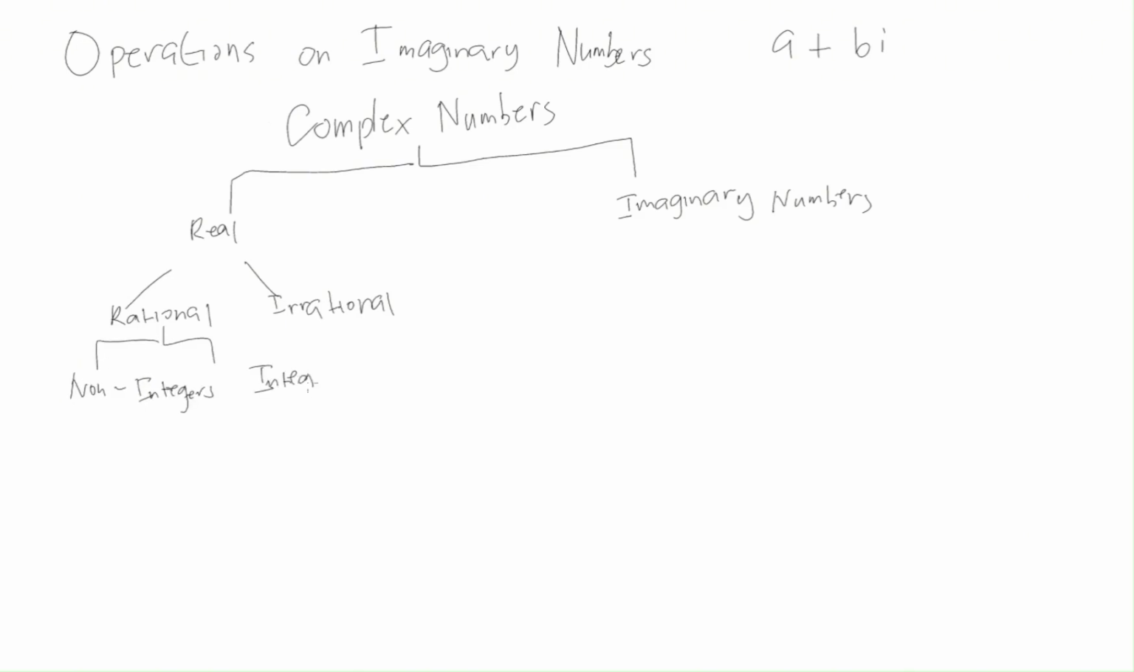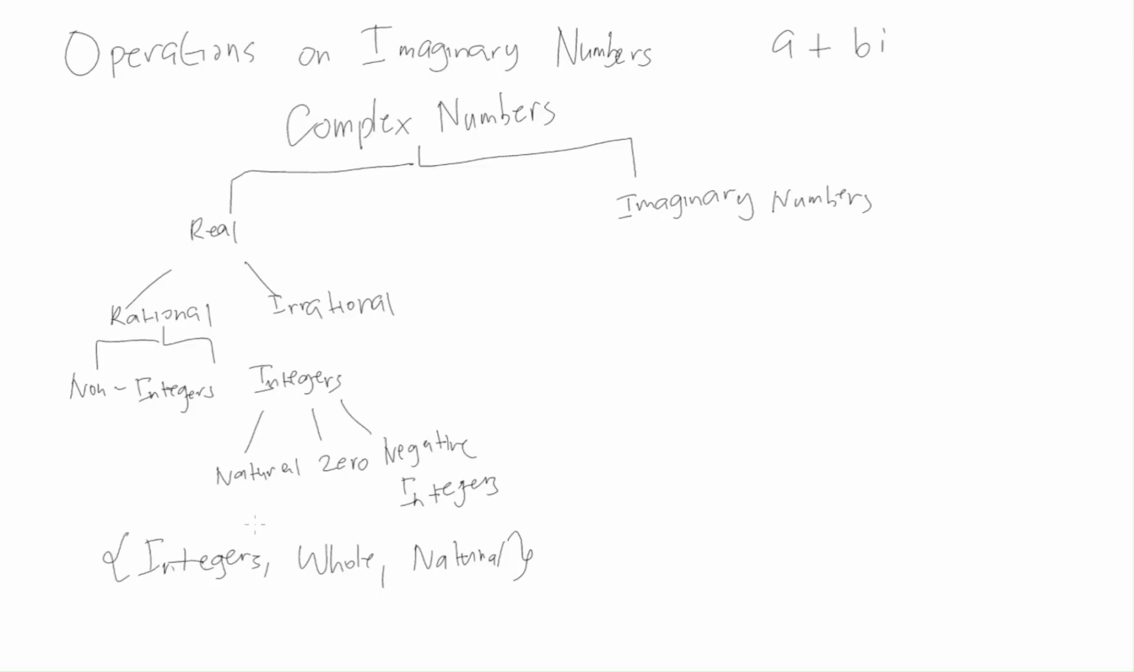the integers. These are going to be the natural numbers, the zero, and the negative integers. And under this chart, in rational there are also integers, whole, and natural numbers. All of those are under real numbers. Imaginary numbers are numbers that are built on the symbol i. i is always equal to the square root of -1. So an imaginary number is any number that can be written as a multiple of i.